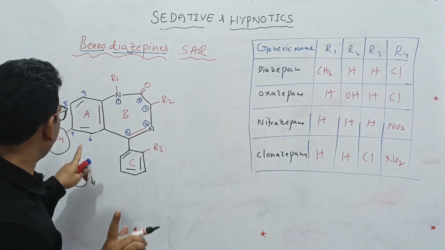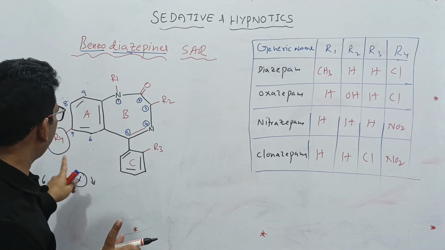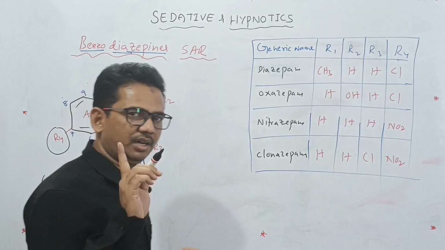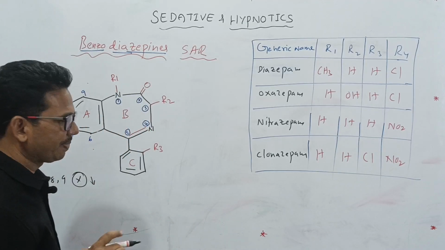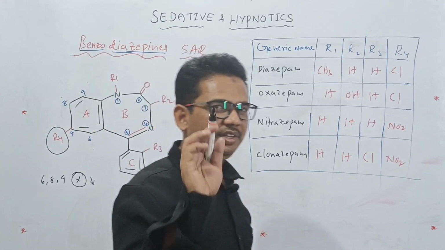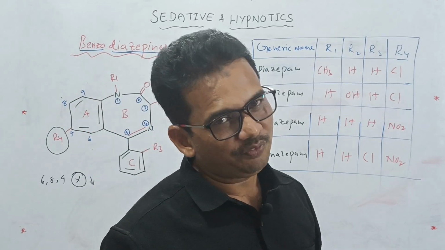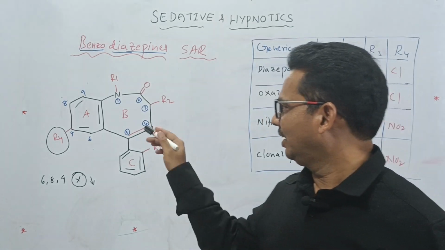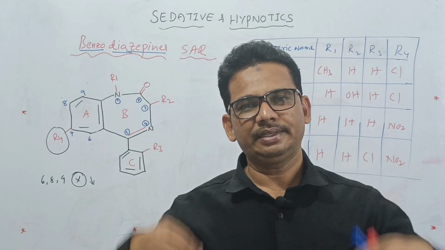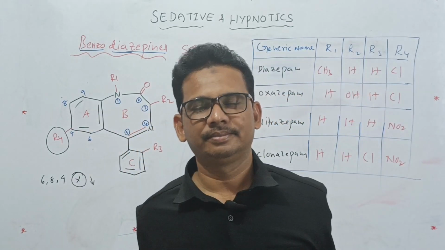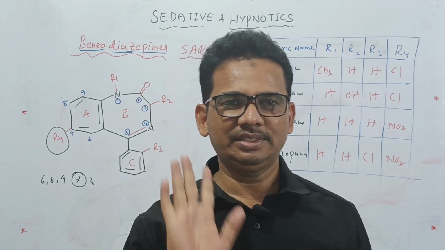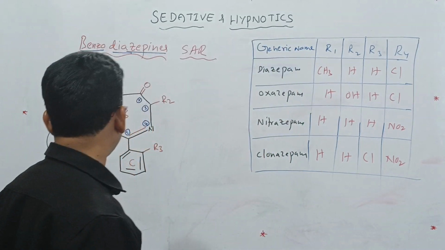No substitution at the 6th, 8th, or 9th position; only one position, that is the 7th position, takes only an electron withdrawing group. If you place an electron donating group, the activity is lost, completely abolished.